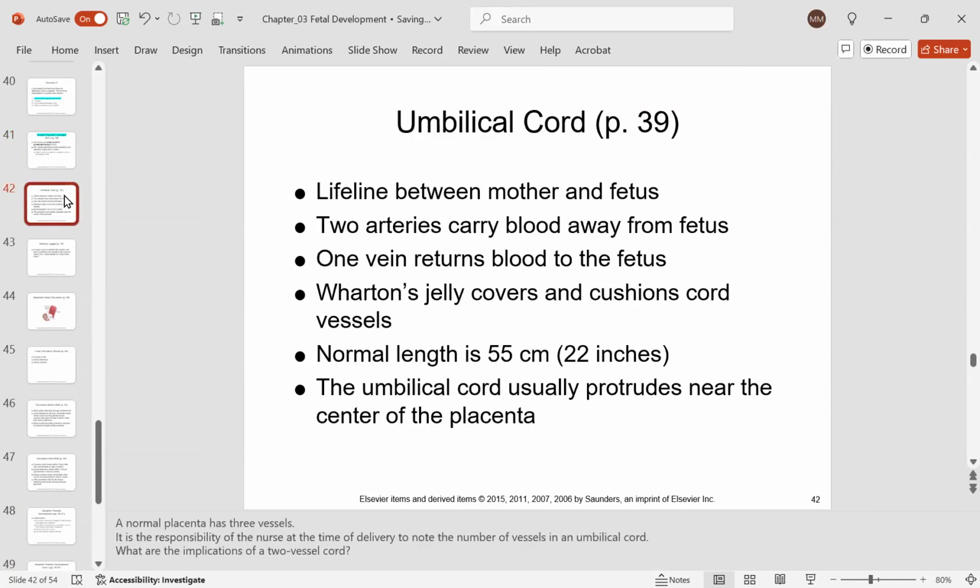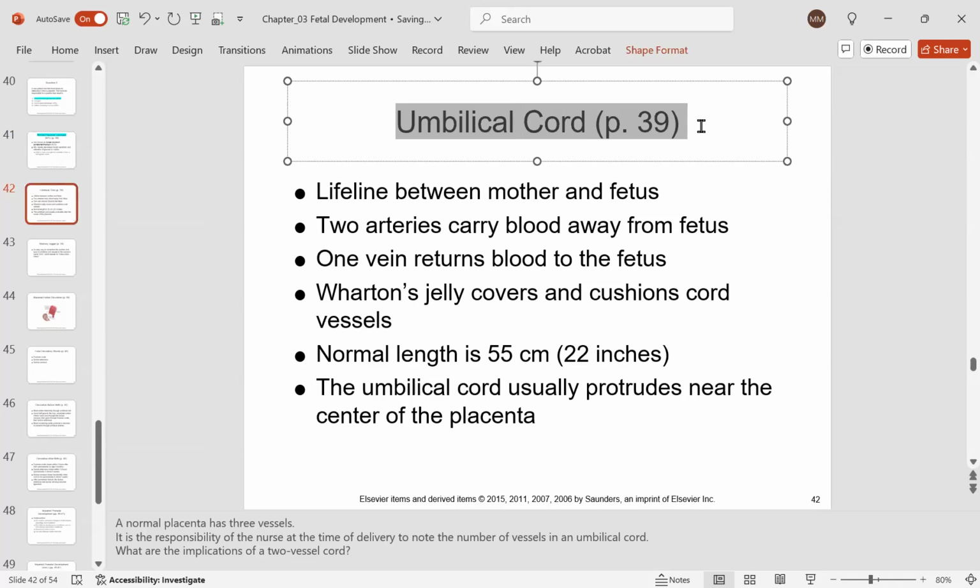The umbilical cord is the lifeline between the mother and the fetus. We know this. Two arteries, one vein. Backwards from the body, right? In our bodies, arteries carry oxygenated blood away from the heart. Veins carry deoxygenated blood. The arteries carry blood away from the fetus, but they're carrying away waste and deoxygenated blood, and the vein is bringing back good blood. There's something called Wharton's jelly that looks like white jelly, or clear to white jelly, covers the cord and the cord's vessels to protect it.